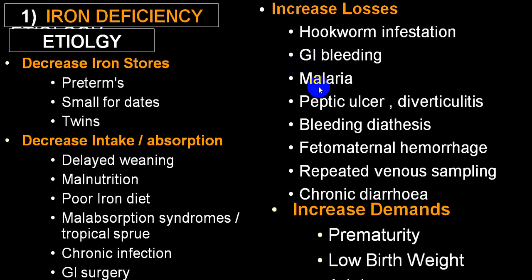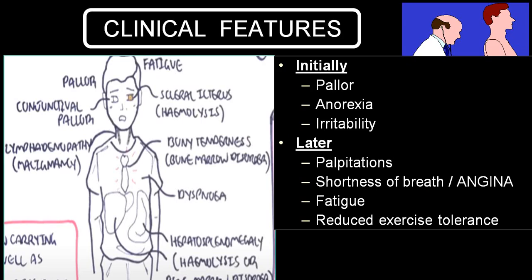Another very common cause is malaria, peptic ulcer, diverticulitis, bleeding disorders or bleeding diathesis, feto-maternal hemorrhage, repeated venous sampling, and chronic diarrhea. All these account for iron deficiency anemia.